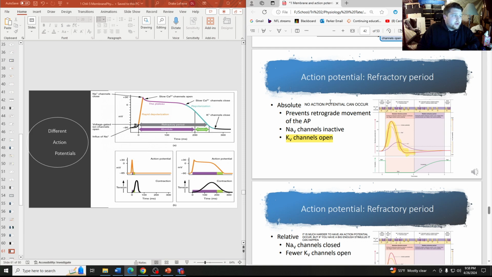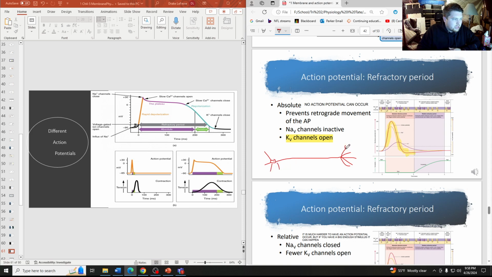Here's the refractory period, again, that we already talked about. One of the things I didn't mention is that it prevents the retrograde movement of the action potential. As we know, neurons connect to each other. So we have a soma, which is a neural cell body. We have an axon, and then the axon terminals coming out, as well as the body having these dendrites.